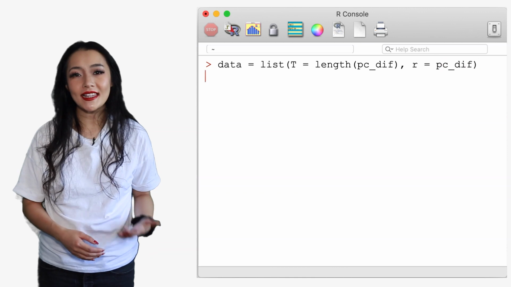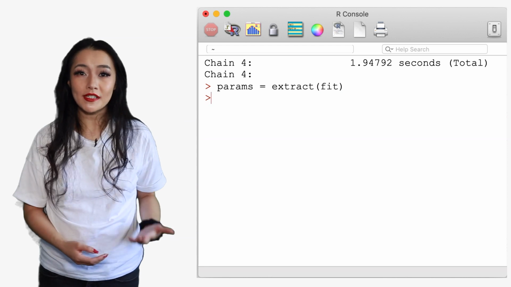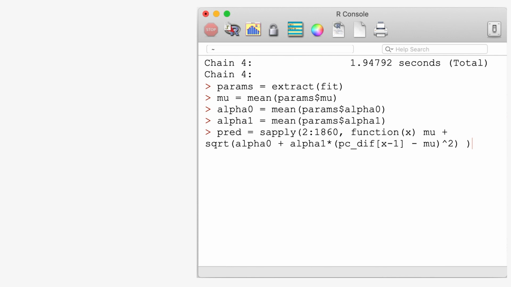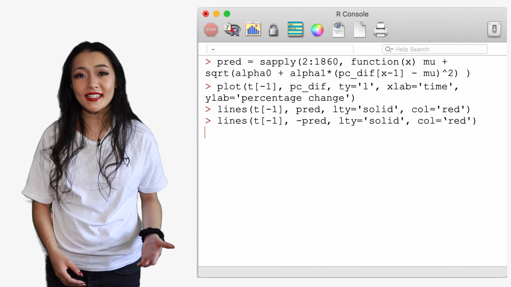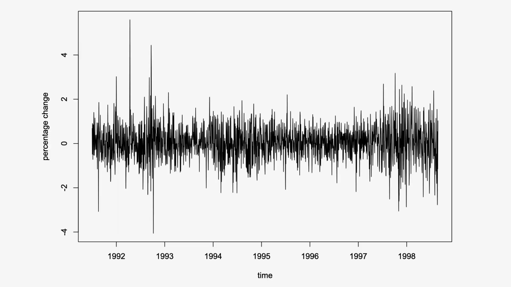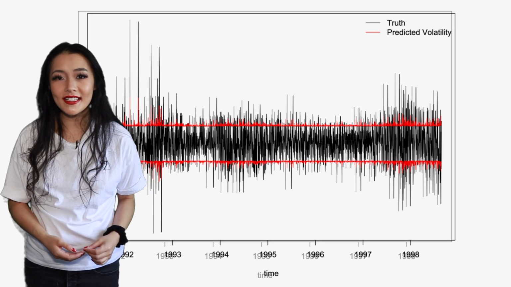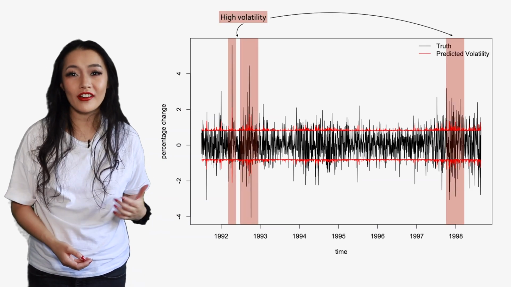We prepare the data as a list and fit it with Stan, and from the extracted parameters, we can make predictions of the volatility given the previous data value. When we plot the predicted volatility over the variability of the market data, we see that the model is a good fit. Note that they don't fit exactly because they're not showing exactly the same things. In black, we have the true return, and in red, we have the volatility. But the volatility increases where there are large percentage changes in the market, which is what we are interested in.